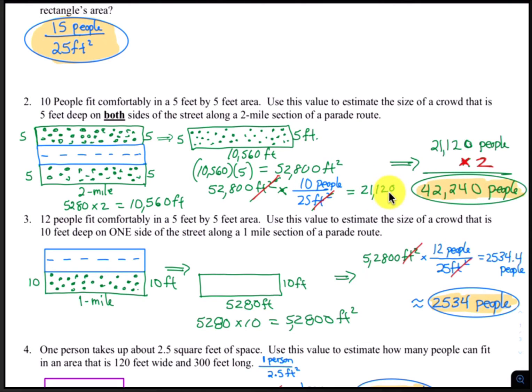21,120. That's people. But because there are people on both sides of the street, you're going to double this number. So 21,120 times 2 is 42,240 people.